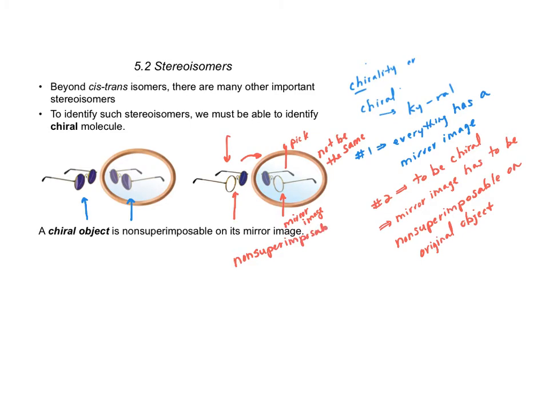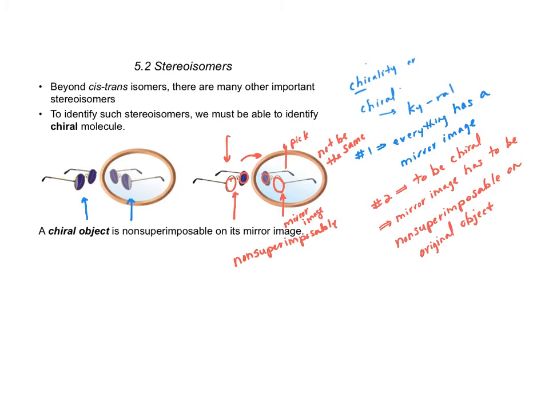Non-superimposable, right? So if you imagine picking these sunglasses up, rotating them 180 degrees, and setting them back down on the original object, you're not going to get the same thing. Instead, the clear frame is going to lie over on this guy, whereas the darkened frame is going to lie over on this guy. So because of that, they're non-superimposable.